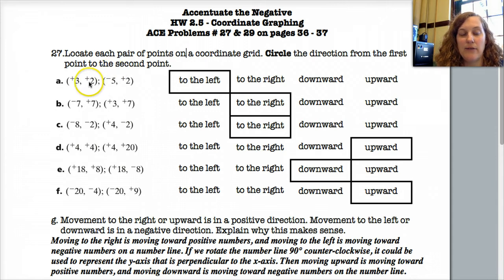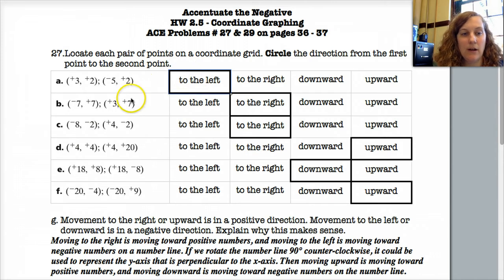They're telling you that you have the first point and you're moving to the second point, and they want to know what direction you're moving. So if I have a positive 3 and positive 2, I'm in the first quadrant. Negative 5, positive 2 is in the second quadrant, so I'm moving to the left. Negative 7, positive 7 is in the second quadrant. Positive 3, positive 7 is in the first quadrant, so I'm going from the second quadrant to the first quadrant, or I'm going to the right. Negative 8, negative 2 is the third quadrant. Positive 4, negative 2 is the fourth quadrant, so again, I'm going to the right.